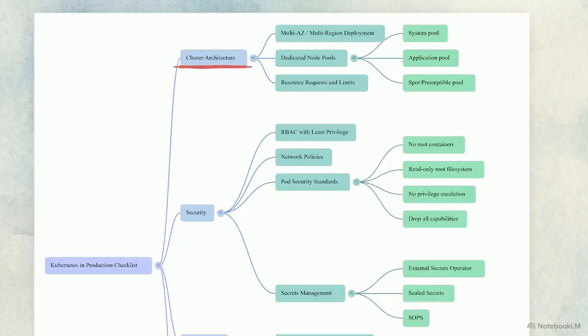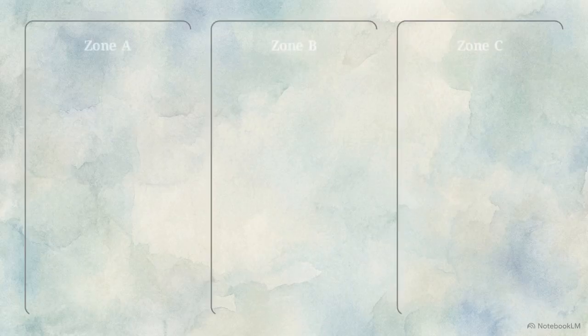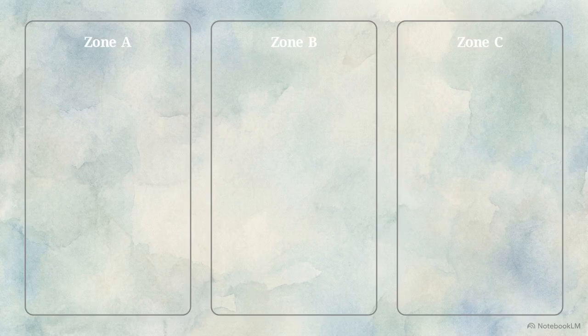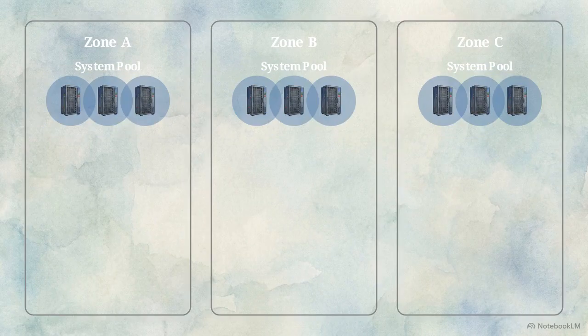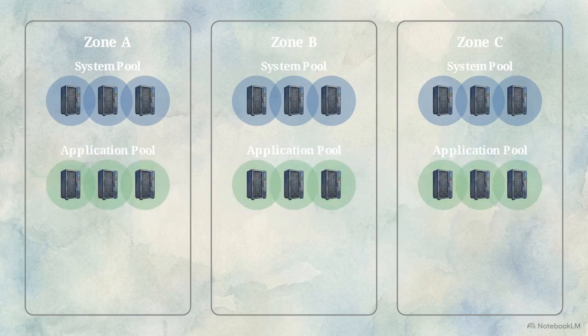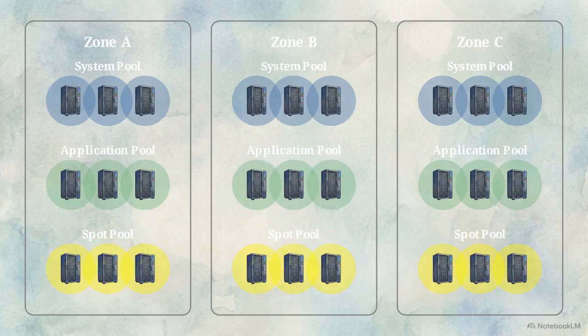We start with the first branch on the map, architecting for resilience. This illustrates the physical requirement, distributing your cluster across 3 availability zones to eliminate single points of failure. Within those zones, separate workloads. Create dedicated node pools for system tasks, distinct application pools for live services, and spot pools for batch jobs.